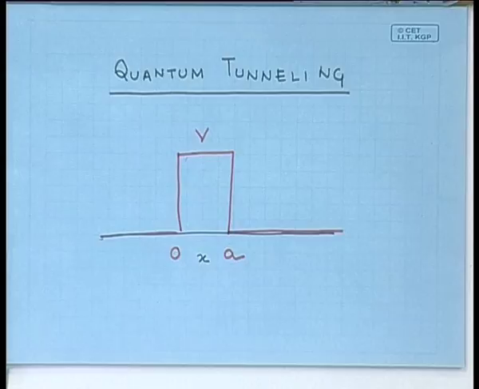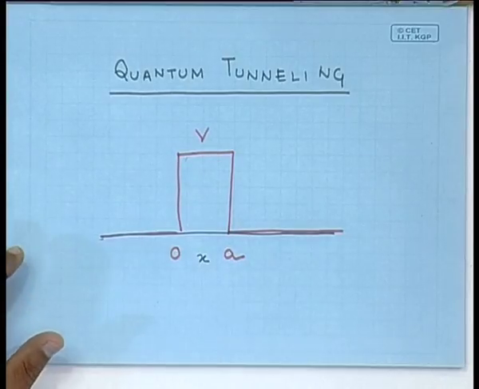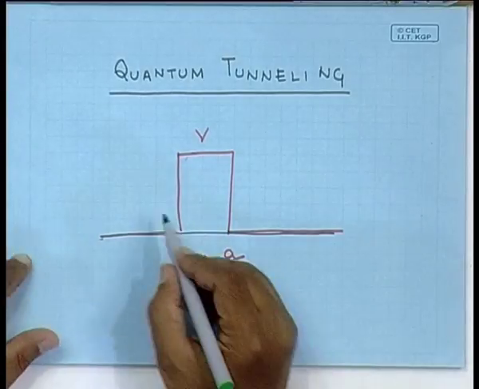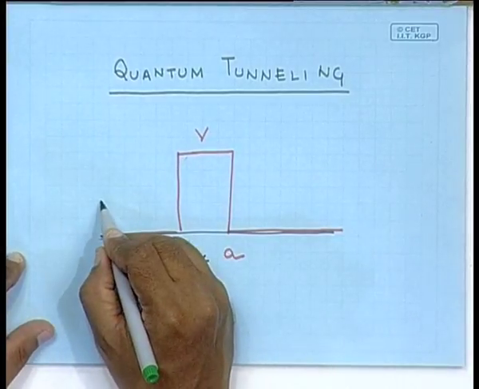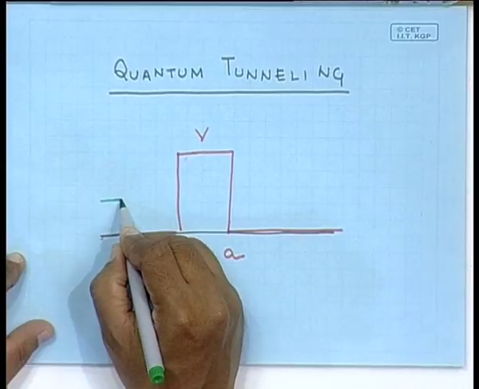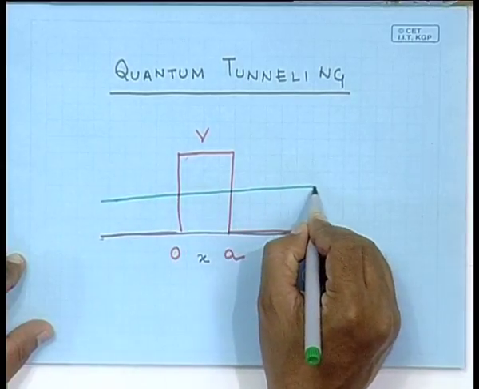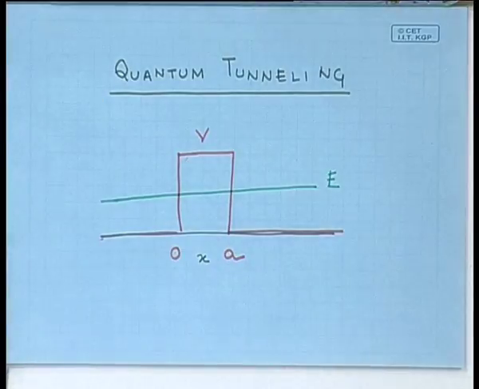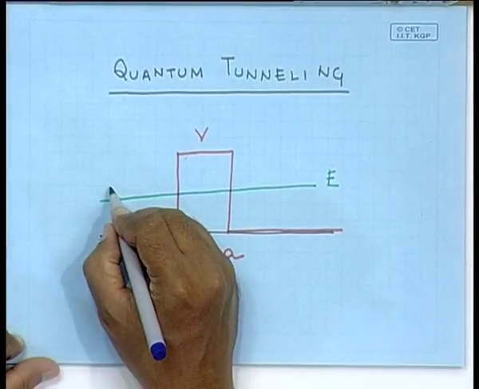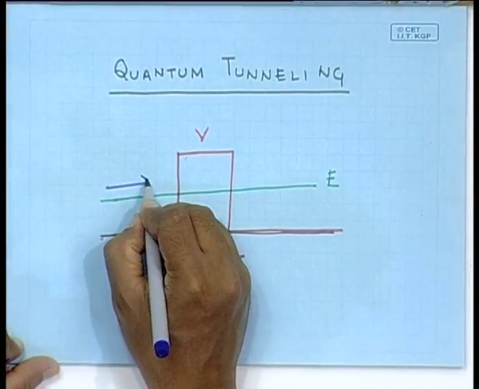Now, we will consider a particle of energy E which is less than the height of this potential barrier, and so this is the energy of the particle E, and a particle of this energy E is incident on this potential barrier from the left hand side. So, the particle is incident like this.